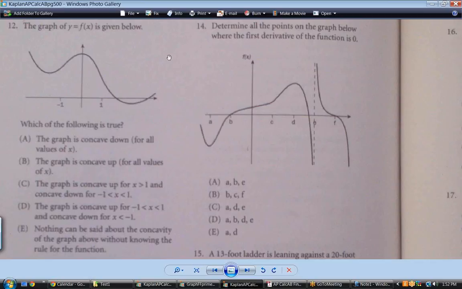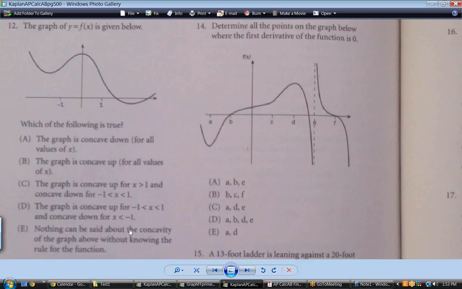How about C? Yes. It's concave up for everything to the right of that little hand there, and it's concave down between -1 and 1. So that's actually a true statement. And D is obviously false because here it's concave up.